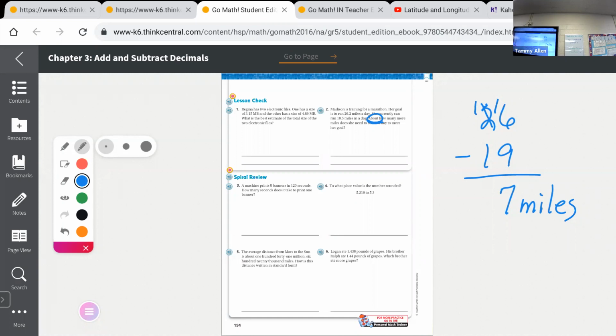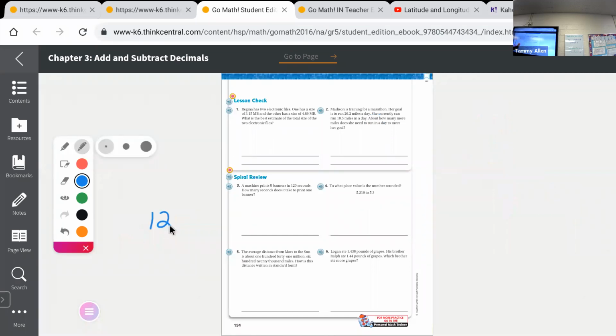And number 3, a machine prints 8 banners in 120 seconds. How many seconds does it take to print 1 banner? What did you do? 120 divided by 8. Oh, you did something like this instead. All right. How many times is 8 going to 12? How many times is 8 going to 40? 5 times. And what was your label? 15 seconds. Perfect.